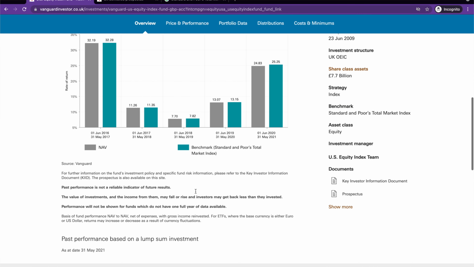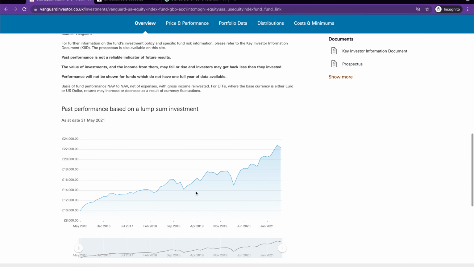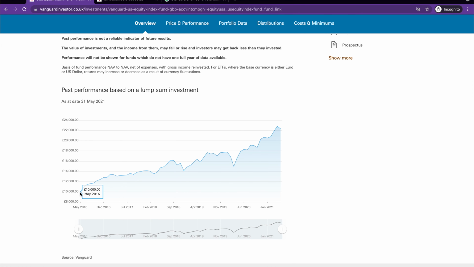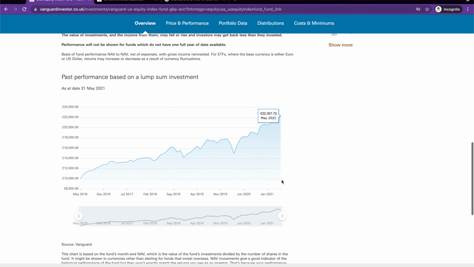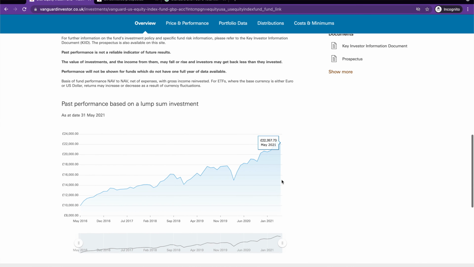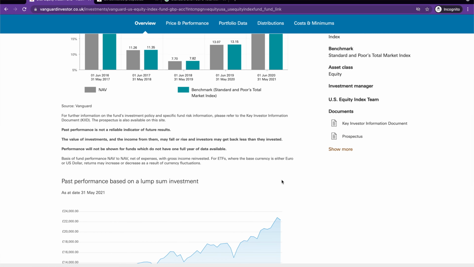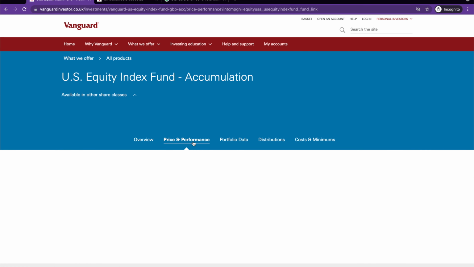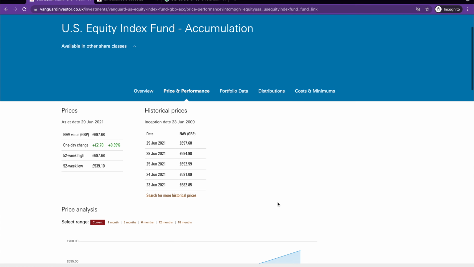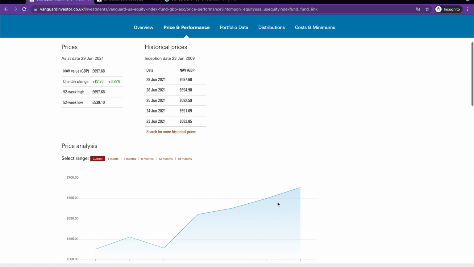And here you have the performance based on a lump sum investment. So if you had invested, let's say, £10,000 in May 2016, then by today, or by May 2021, in this case, that lump sum would have grown to roughly £22,000. So if we click on price and performance, here we get a more detailed view.